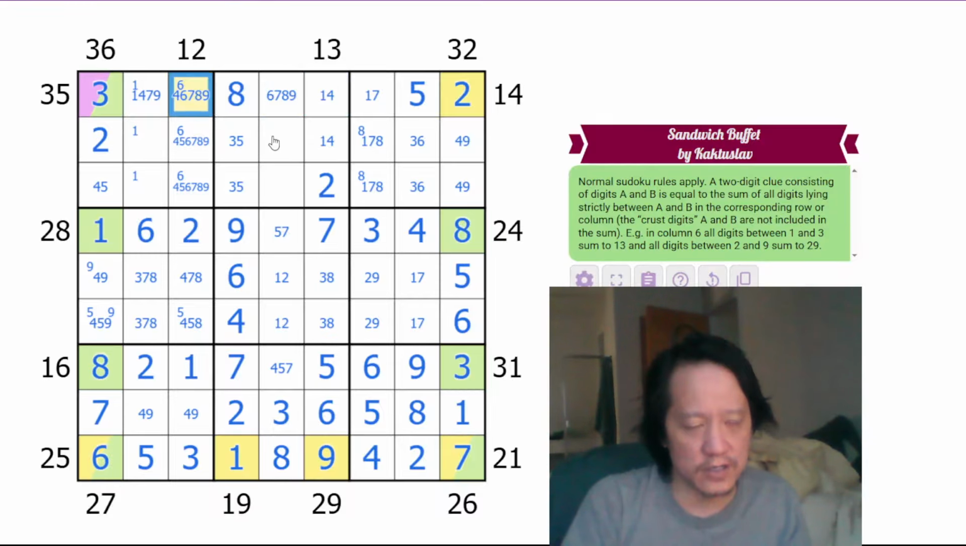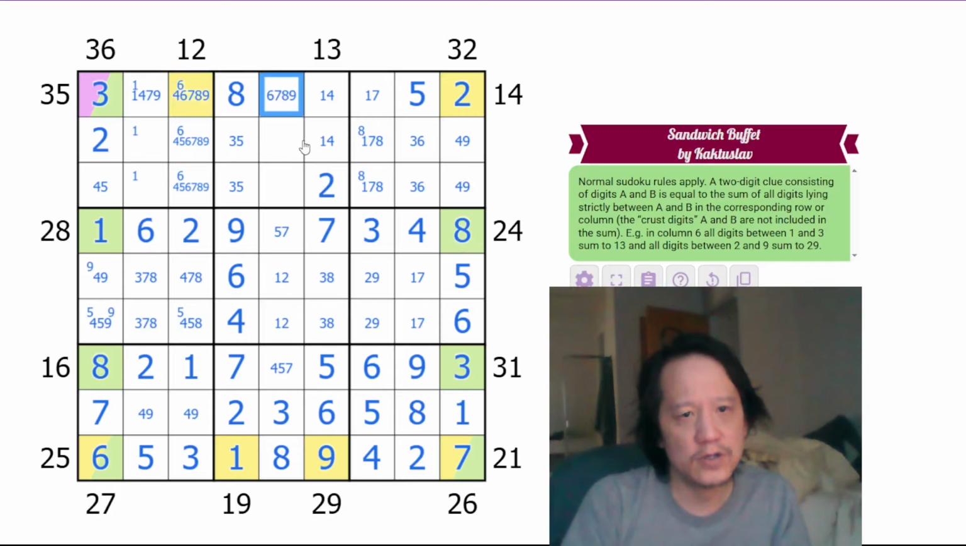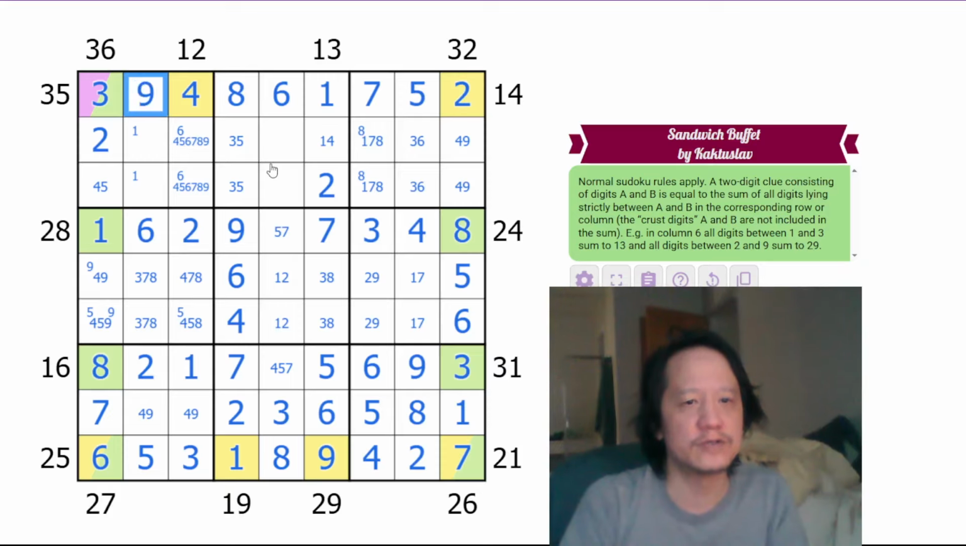So does the 6. Well, that means this must be 6 here, because this can't be 1 or 4. So this is 6, which means this is 1 and 4. That must be then 4, which makes this 1, which makes this 7. This can't be 1, 4, or 7, so it's 9. So 4 cannot be here.